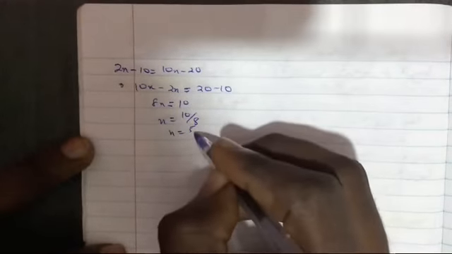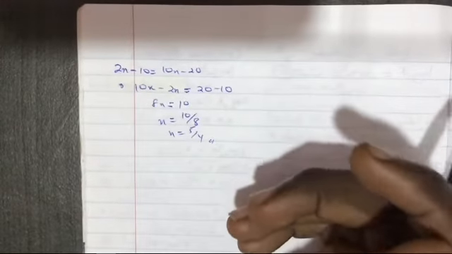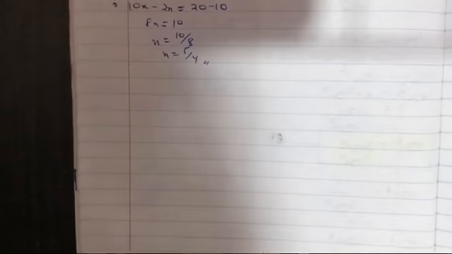So x will then be equal to 5 out of 4. So that's my final answer.